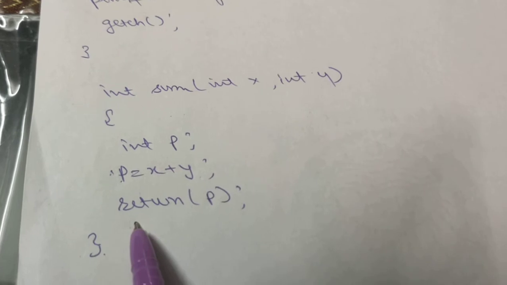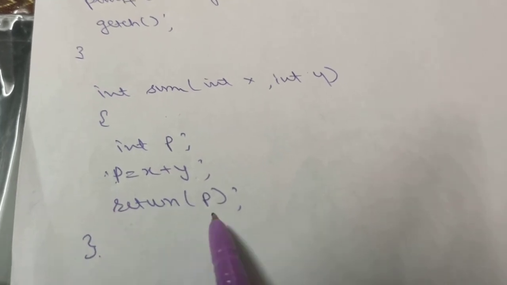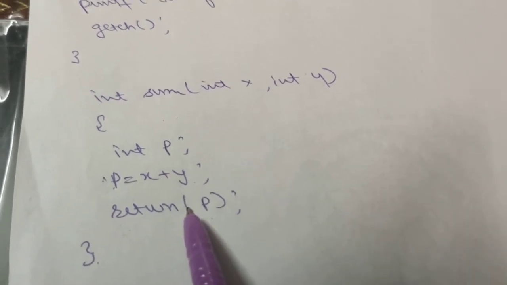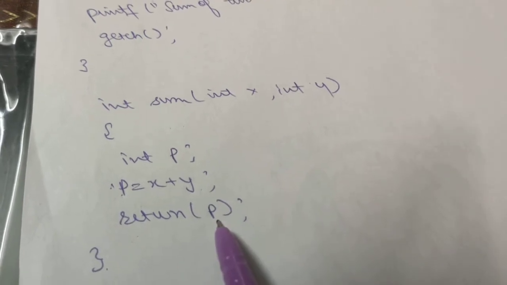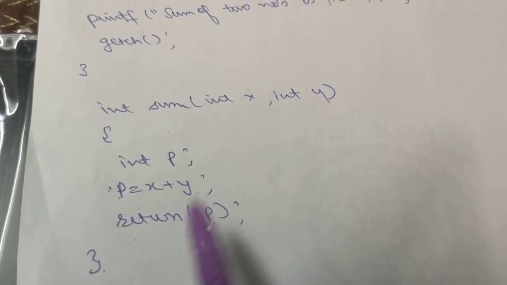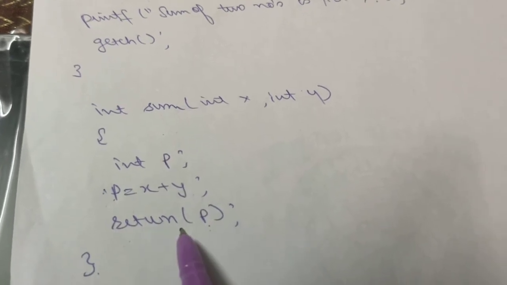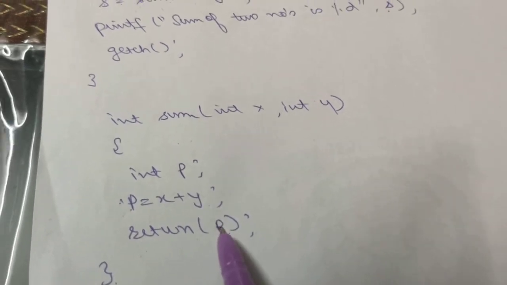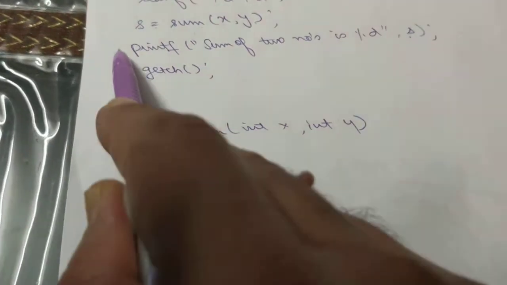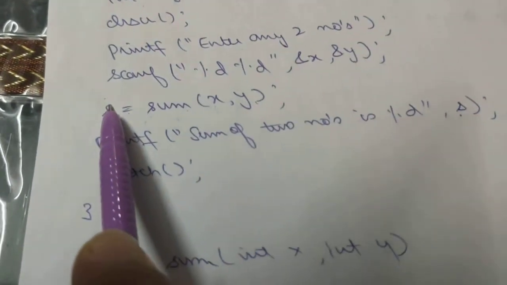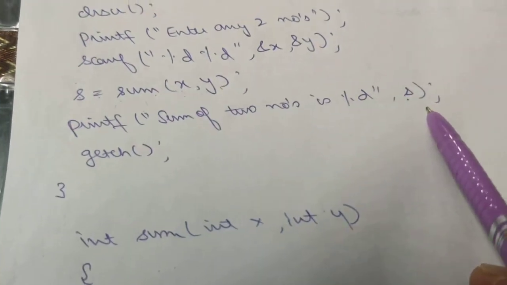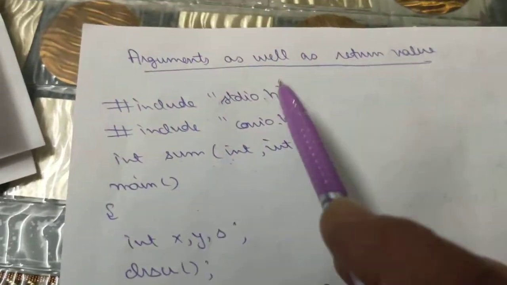There is a special statement that is called the return statement. So the syntax is simply you write return and in the round brackets put the name of the variable whose value you want to return. Since x plus y is stored in the variable p, we use return with p. This value of p will go upward and will get stored in the variable s, which is then printed in the main.